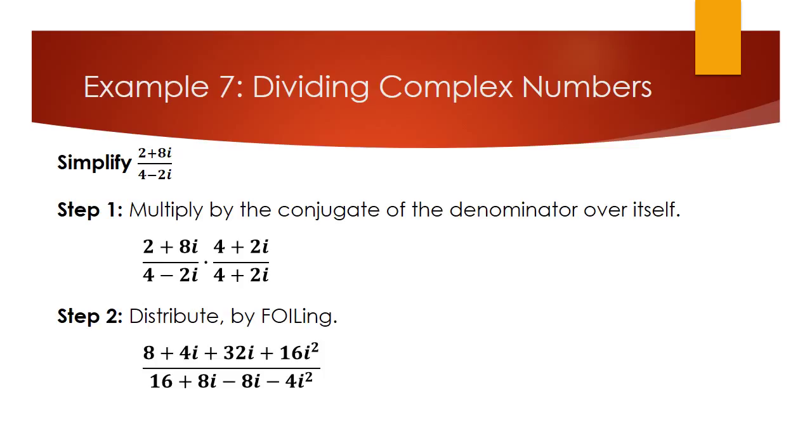Now, at this point, you're going to continue by combining some like terms that you have. So 4i plus 32i is 36i. And 8i minus 8i is 0. So we simplify to 8 plus 36i plus 16i squared over 16 minus 4i squared.